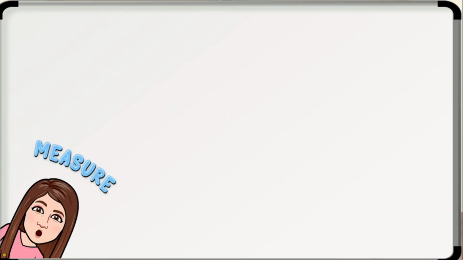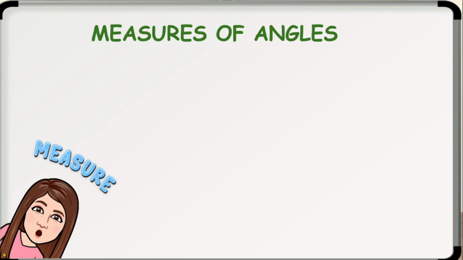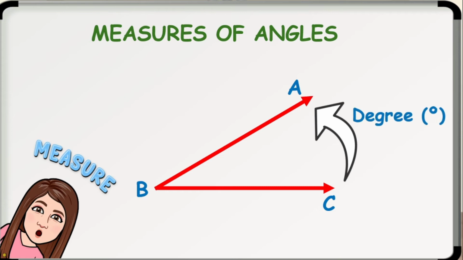Let's proceed with the measures of angles. The measure of an angle refers to the opening made from one side of the angle to the other. An arrow from one side of the angle to the other usually denotes the measure desired. A unit of measuring angles is the degree. In measuring angles, one may use a protractor.